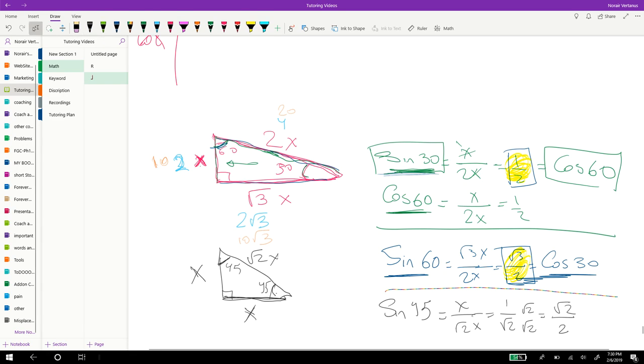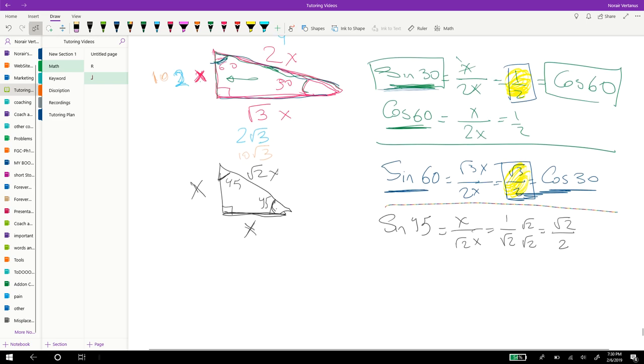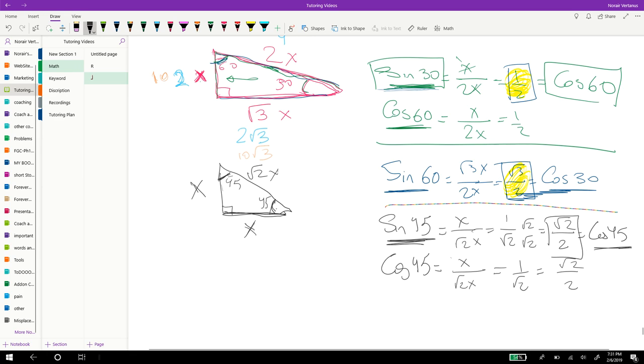And if you do the cosine, it's going to be the same thing. Cosine of 45 is equal to adjacent over hypotenuse. I'm picking the same angle. Adjacent is x over rad 2x. See? You see they're both the same, equal to eventually 1 over rad 2. And if you simplify, rad 2 over 2. Therefore, sine of 45 is the same as cosine of 45, and it's equal to rad 2 over 2.